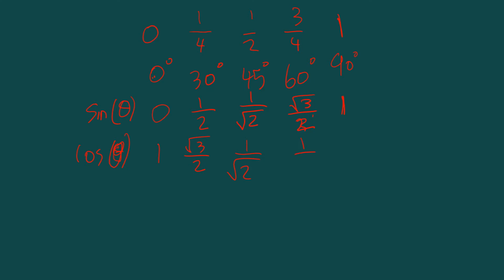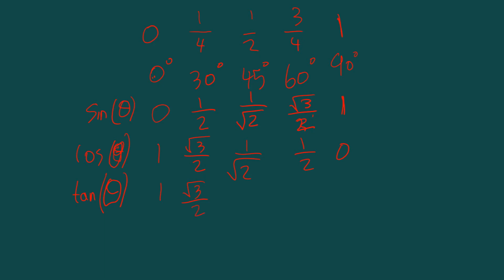Cos 60 is half, and cos of 90 is basically 0. Tan of theta, all you have to do is, as I mentioned last slide, it's basically sine divided by cos. So 0 divided by 1 is 0. Half divided by square root of 3 over 2 is basically square root of 3 over 3.